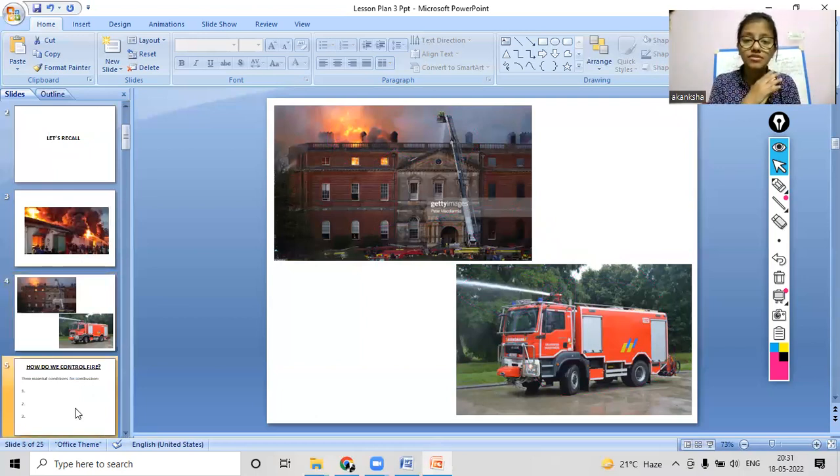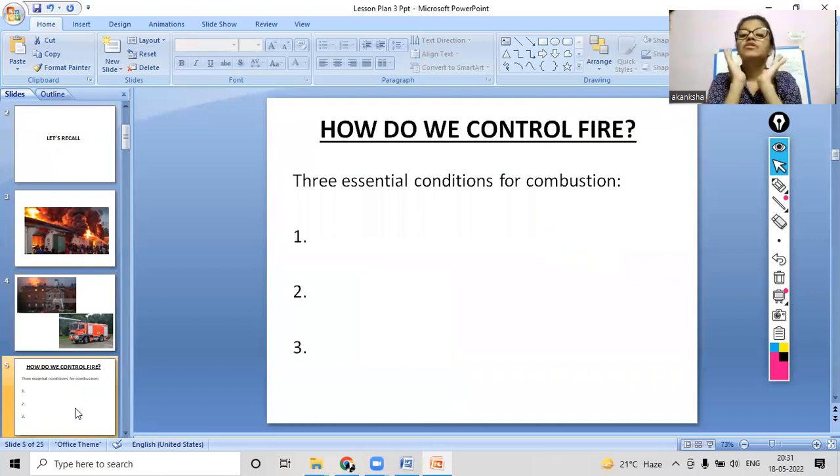My first question is, how do we control fire? As you saw in the pictures, what were they doing? Based on that you can answer. First, you have to mention the three essential conditions that are required for combustion, as we discussed in our previous classes. What were the three conditions? You can write in the chat box or you can speak also. I will give you 5 seconds to write your answers in the chat box, then we will discuss.